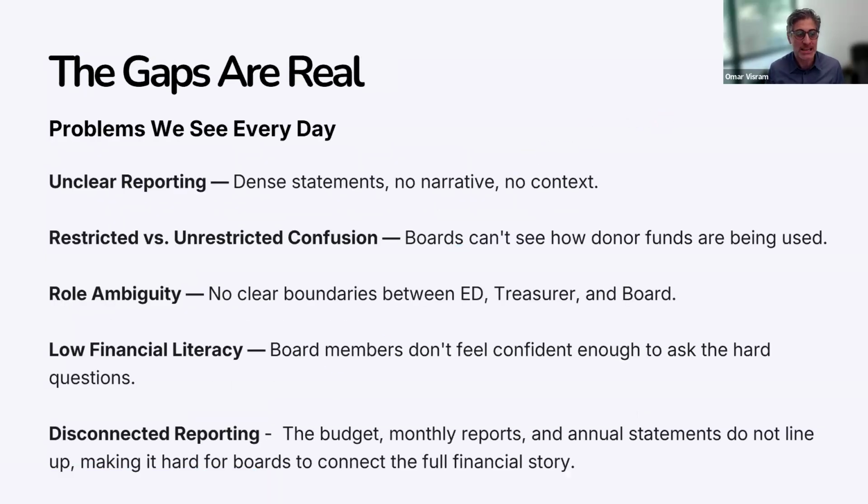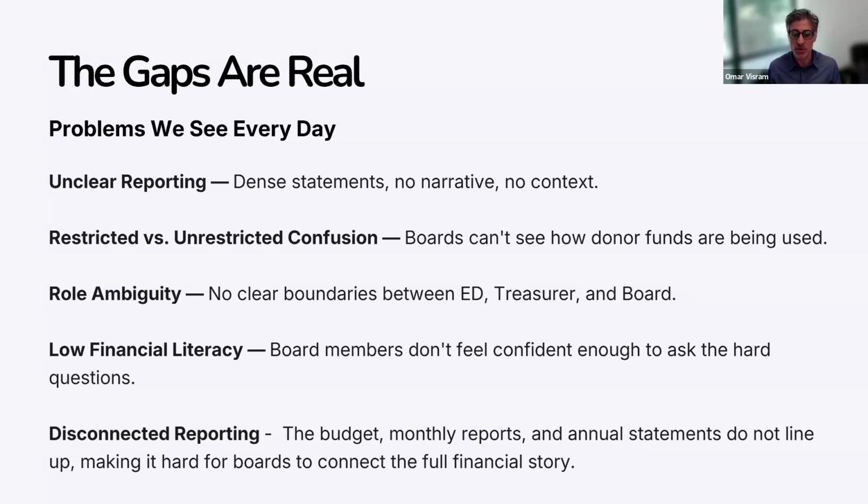So the problems that we see, just at a high level before we get into the details, are outlined here. Unclear reporting, so dense statements, no narrative, no context, just long reports coming out of QuickBooks that provide too much information. Confusion between restricted and unrestricted contributions, so boards can't see how donor funds are being used. This next one is interesting. Role ambiguity, no clear boundaries between the executive director, the treasurer, and the board. So who's even responsible for generating these statements? Not necessarily clear. It's maybe a bit of a group effort. Are we really reviewing? What are we looking at? Low financial literacy, board members don't feel confident enough to ask the hard questions.